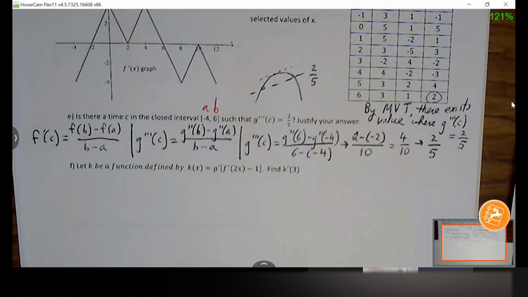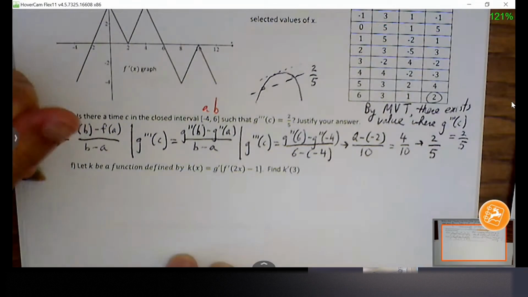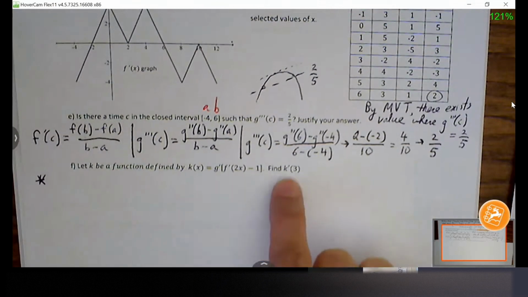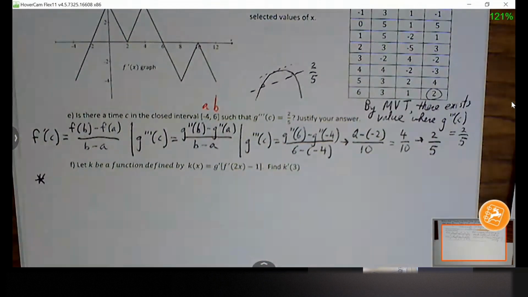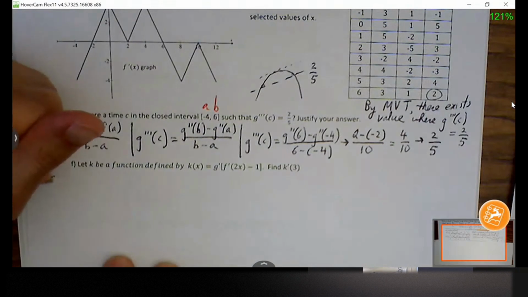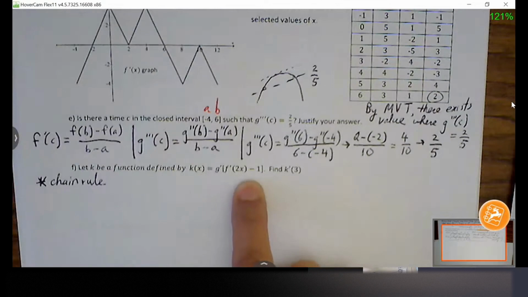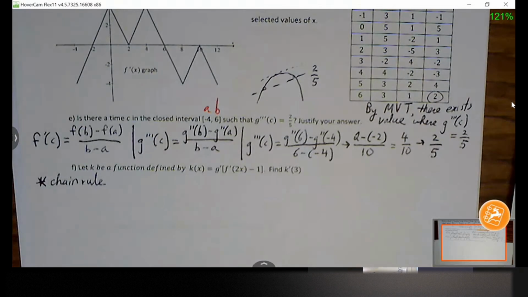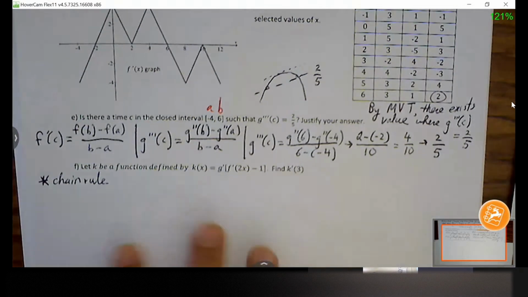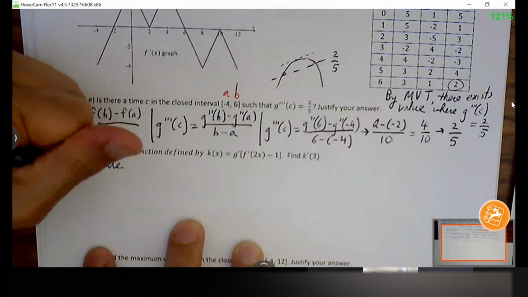Next up, let K be the function defined by K of x equals G prime of F prime of 2x minus 1. Find K prime of 3. This is just solving for the derivative of the function. That's right. Find the derivative, and the derivative requires chain rule, right? There's clearly a function within the function. Actually, there may be 3 parts here. Okay, let's see if we can identify each of them.